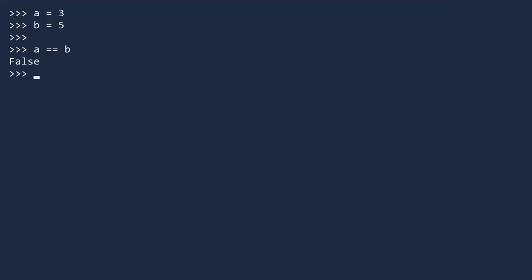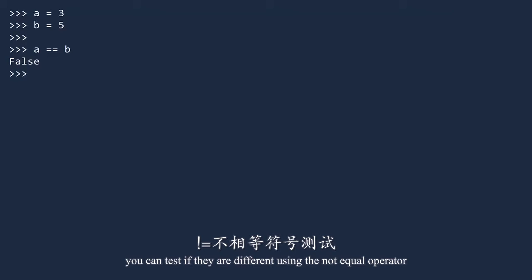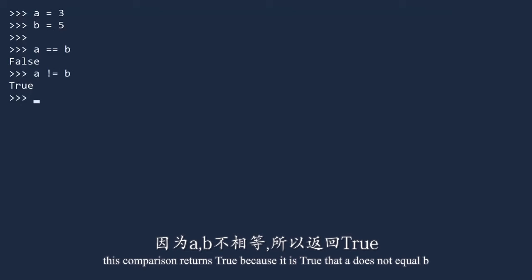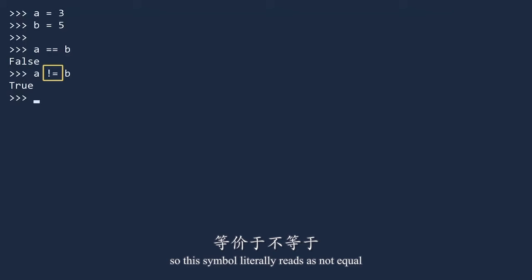In addition to testing if two numbers are the same, you can test if they are different using the not equal operator. This comparison returns True, because it is true that a does not equal b. By the way, the exclamation mark is commonly used as a logical not symbol in programming languages. So this symbol literally reads as not equal.